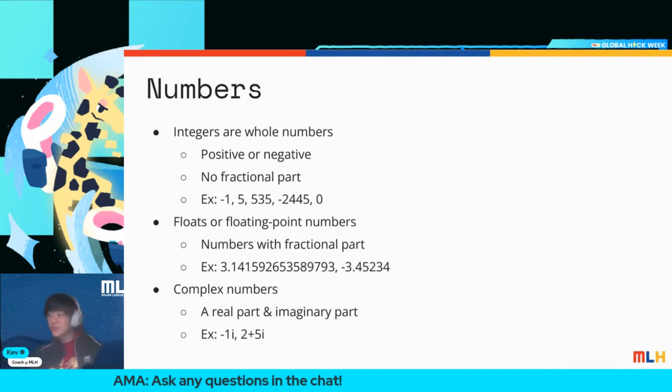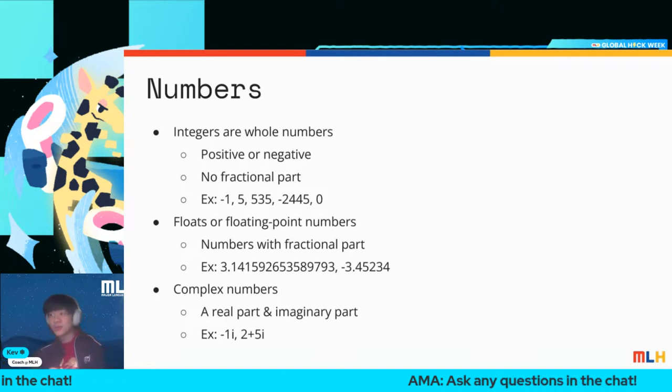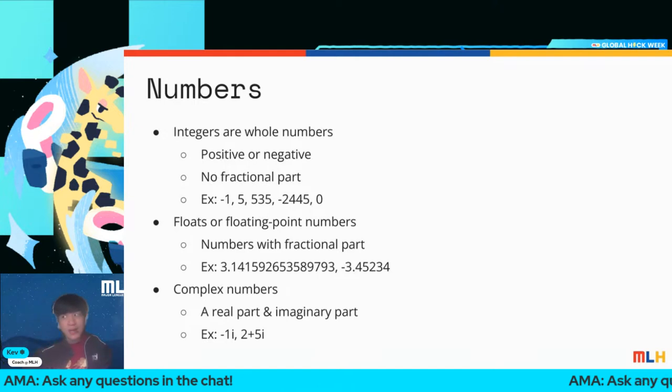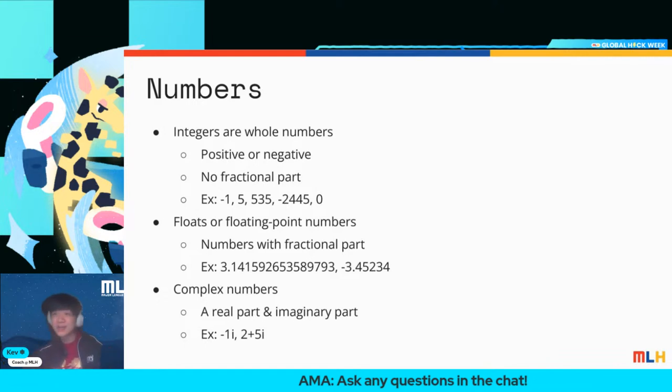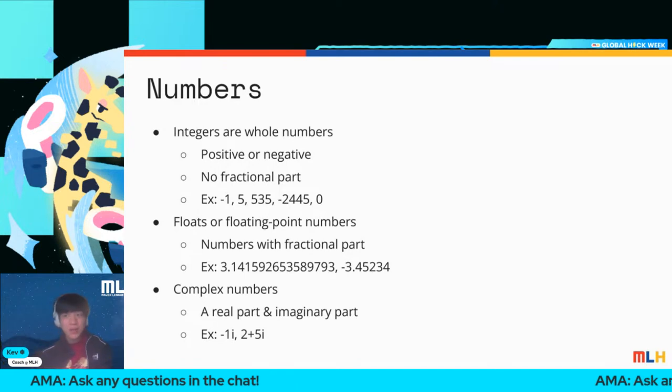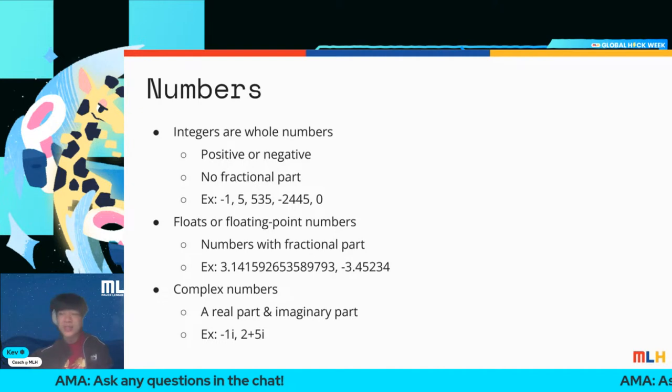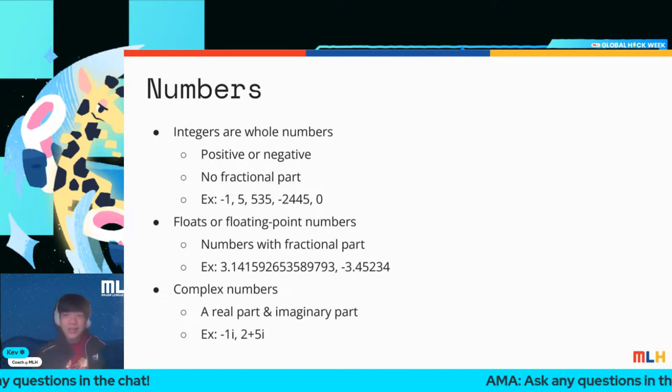We have ones called integers. Integers are your whole numbers, so positive and negative whole numbers, and they have no fractional parts. For example, we have negative 1, 5, 535, negative 2,445, and 0. All those are whole numbers. They can be positive or negative, but none of them have a fractional component. If you don't know what a fractional component is, it's things such as decimals.